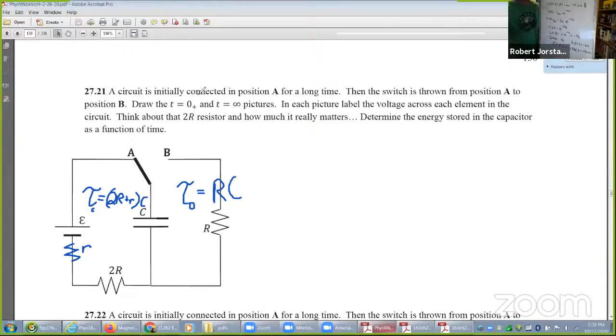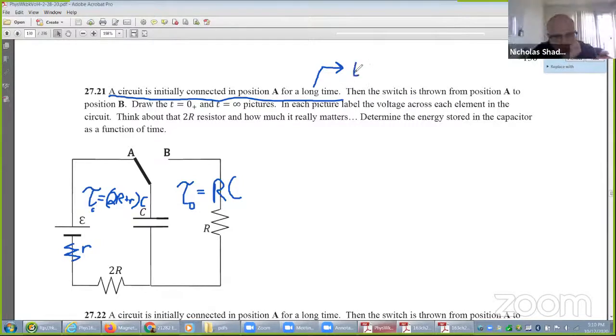So now let's actually read this question and see what we're finding out. A circuit is initially connected in position A for a long time. What does that mean? What does a long time mean? C is charged. Okay, so what does that mean to me in terms of R's and C's? Does that make sense?